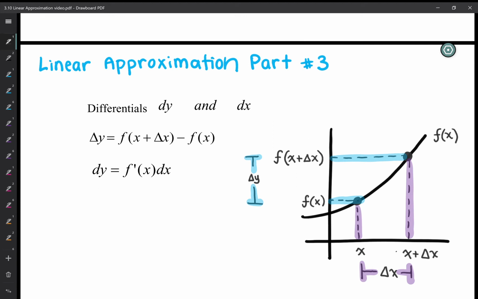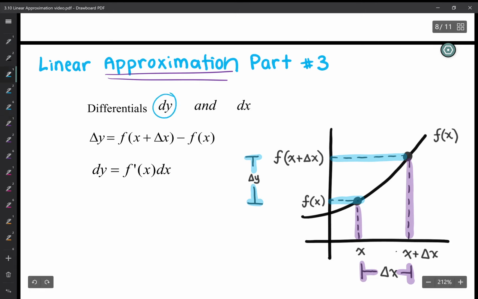Since linear approximation is an estimate, we often want to find how accurate our estimate is, or rather how inaccurate it is. So we try to find the error. To help with this are differentials dy and dx.